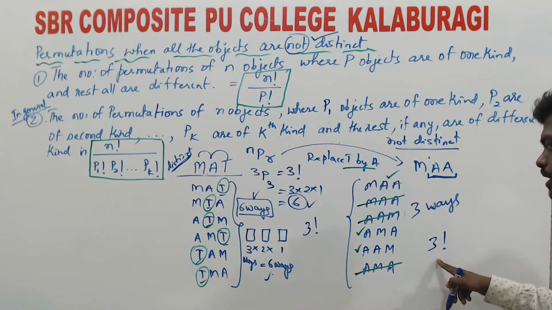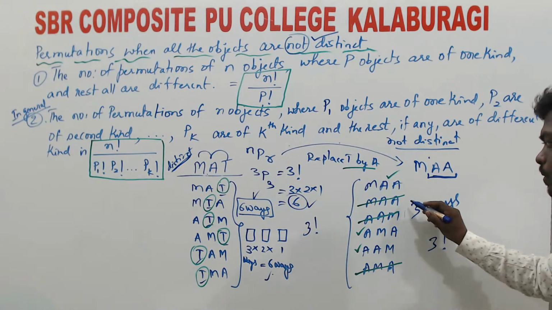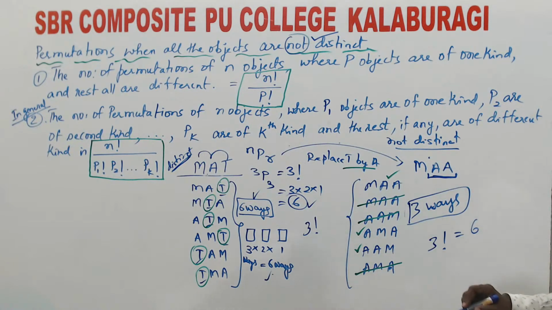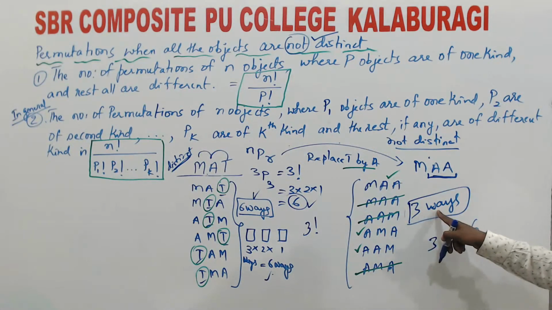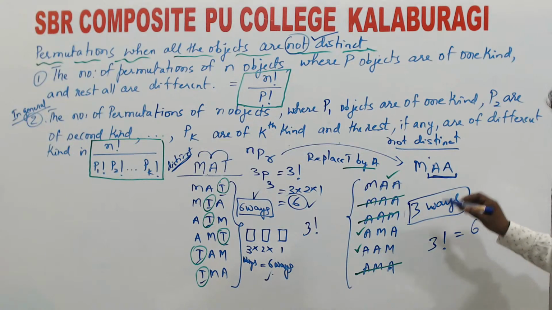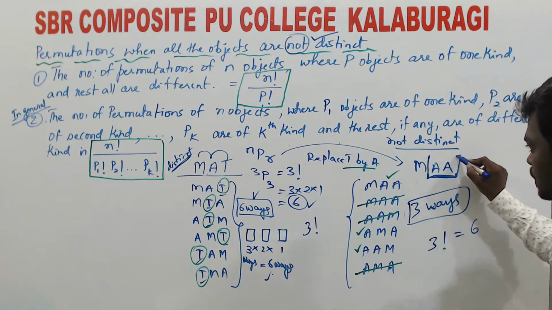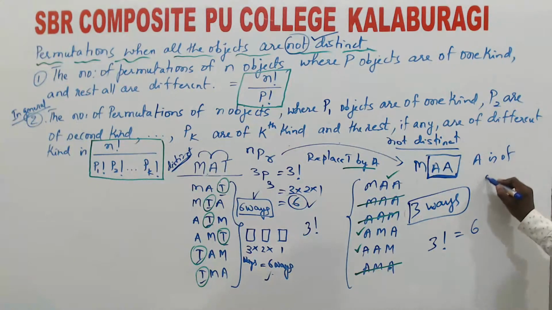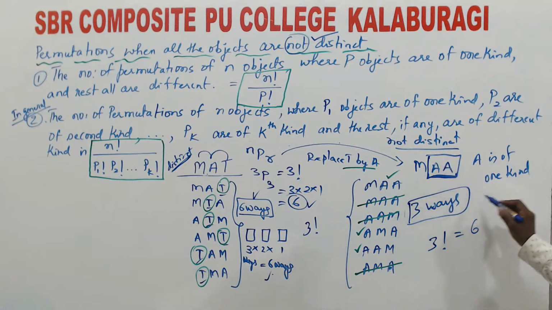3 factorial is not the case, because we got only 3 ways. 3 factorial means how much? 6 possible ways, but we got 3 ways, right? We got 3 ways because the A is of one kind. And how many A's are there? 2 A's we have, right?